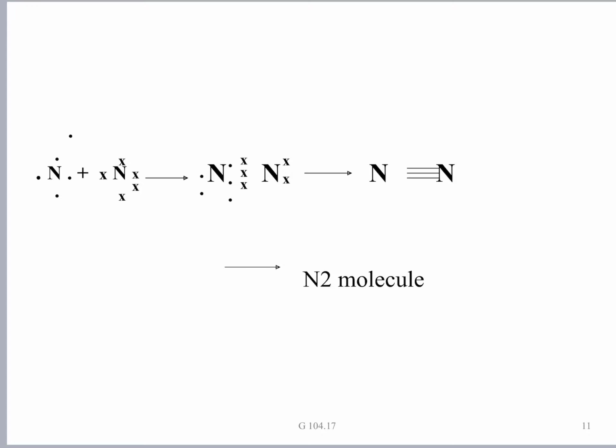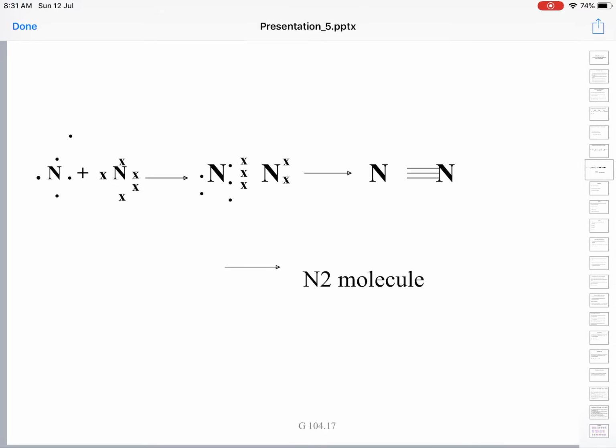So, on each nitrogen atom there are 3 unpaired electrons. It shares them with the 3 electrons of another nitrogen atom. So, in between 2 nitrogen atoms, 3 bonding pairs or 6 electrons are shared. Since the 3 bonding pairs are shared, N triple bond N is formed.